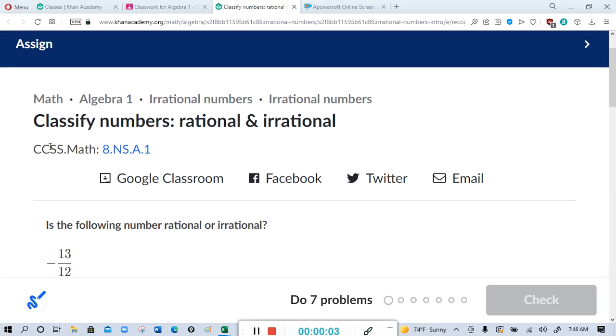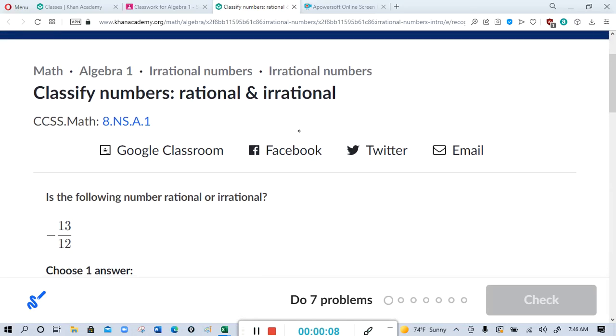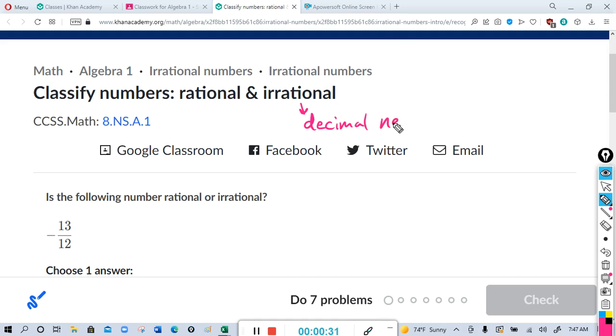This will be for the assignment, classify numbers rational and irrational. All right, so just a quick definition. Basically, rational, well, let me start with irrational. Irrational would be when you have a decimal that never ends and is not repeating.